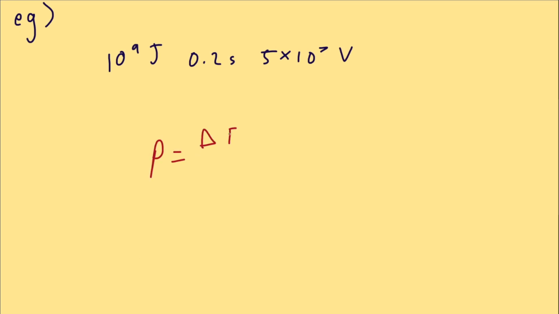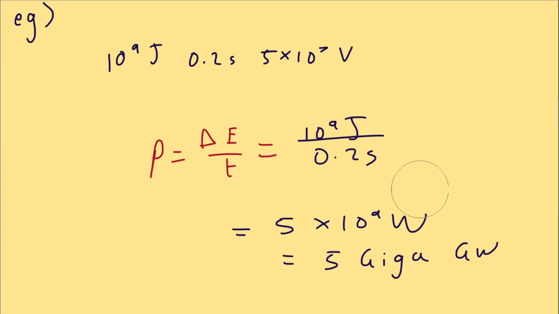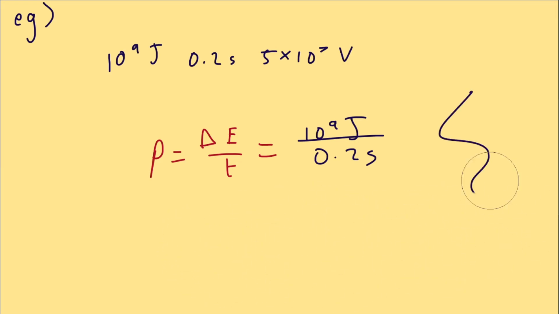Power is energy divided by time. Energy, 10 to the power of 9 joules. Time, 0.2 seconds, giving us 5 times 10 to the power of 9 watts, which is 5 gigawatts, or GW. This is 5 billion watts of power in one single lightning strike, which is an insane amount of energy transfer per second.